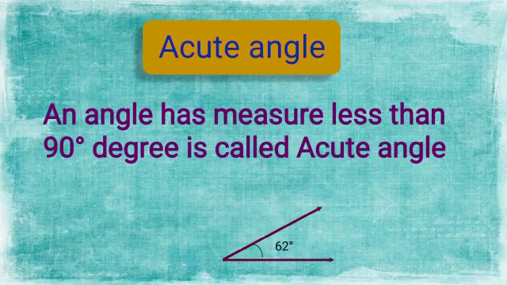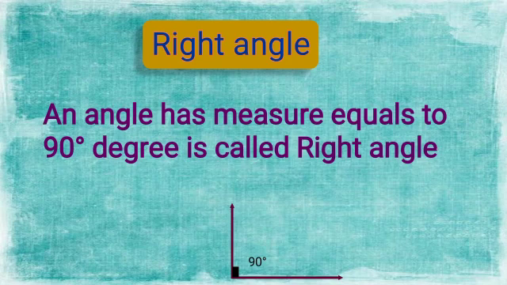So acute angle means an angle has measure less than 90 degree is called acute angle. So from 0 to less than 90 degree, whatever be the angle, the name is acute angle. Similarly for the right angle, an angle has measure equal to 90 degree is called right angle. Now this is only one, that is 90, that is a straight. So this is known as a right angle.